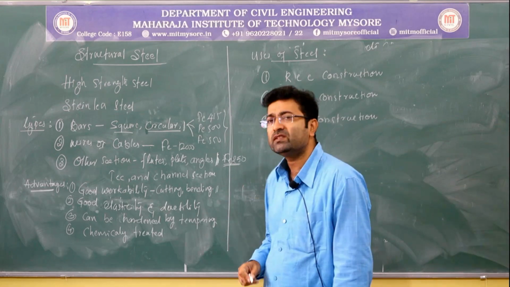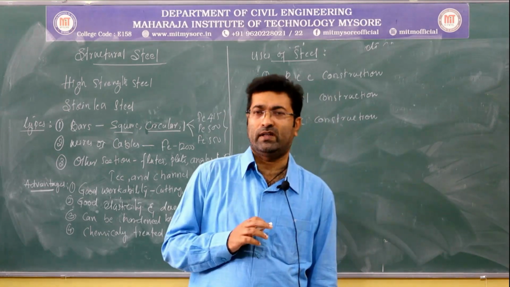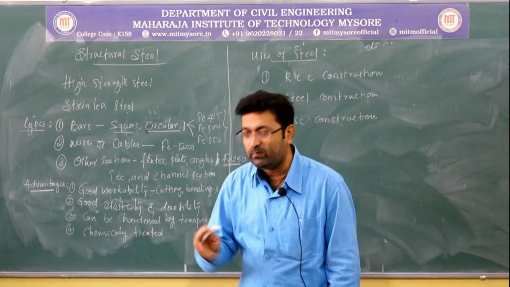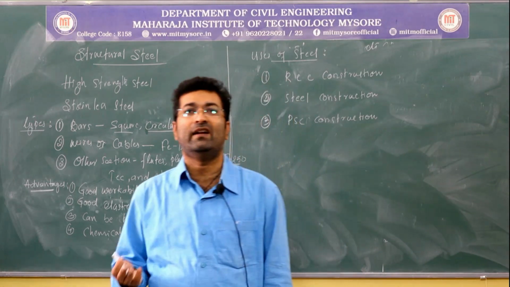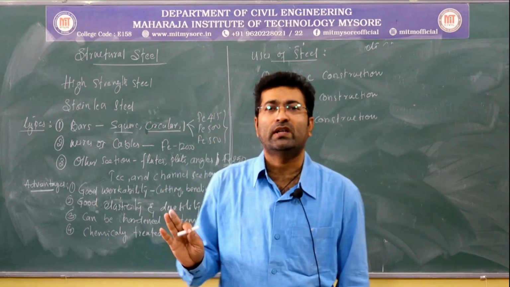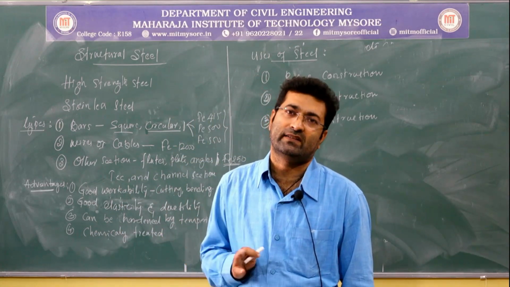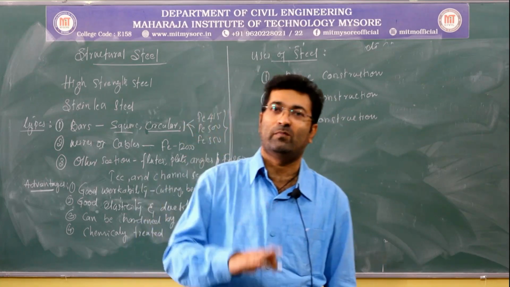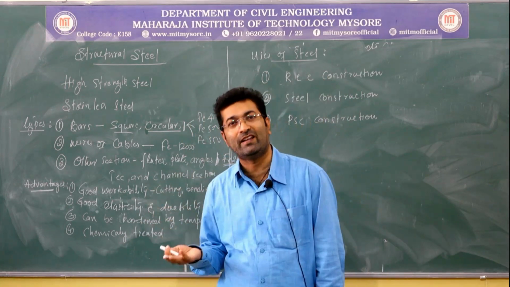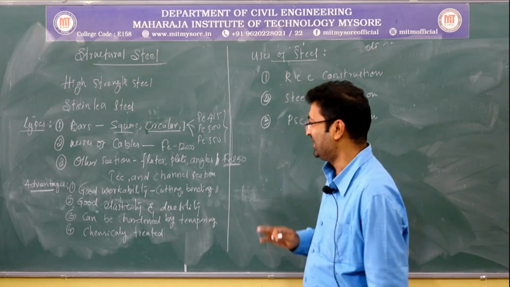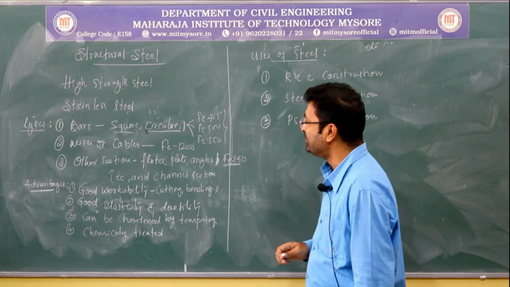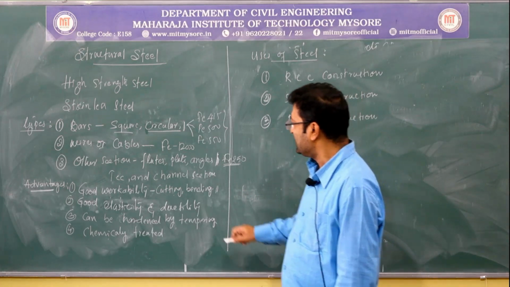And steel is a good workable material. What is meant by good workable material? That is the bending, cutting, welding, joining. So, it is very easy in case of steel, whereas RCC we cannot cut easily, we cannot bend them, we cannot weld them. It is not possible in case of RCC, whereas in case of steel it is very easy.